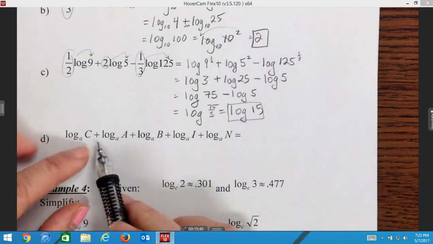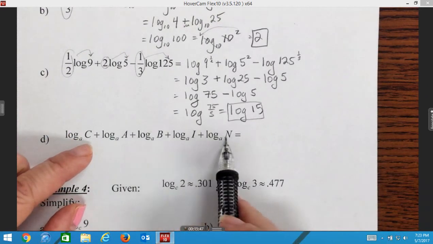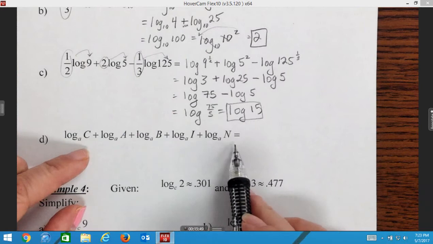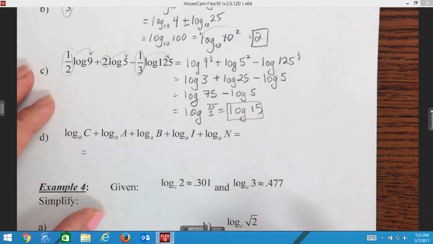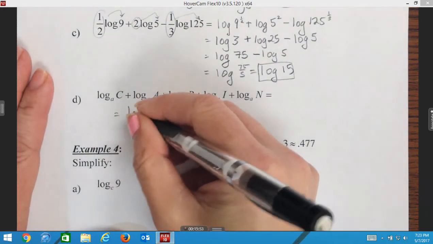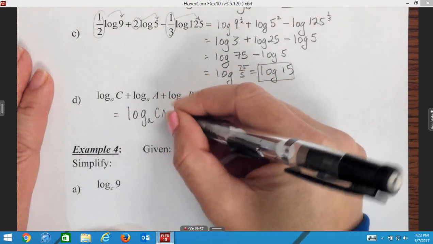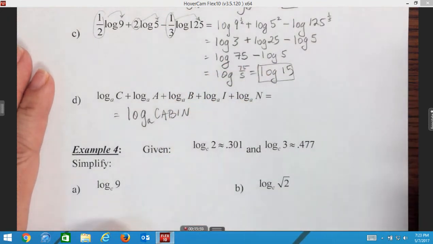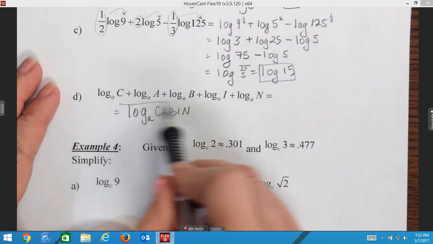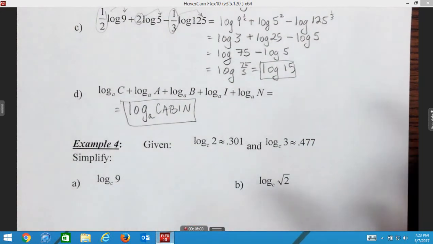All right, this next one I've got all addition. Every single one's addition. They all have the same base, so we'll combine to one single logarithm, base A, and then multiply all the letters. So C-A-B-I-N. Log cabin. Get it?